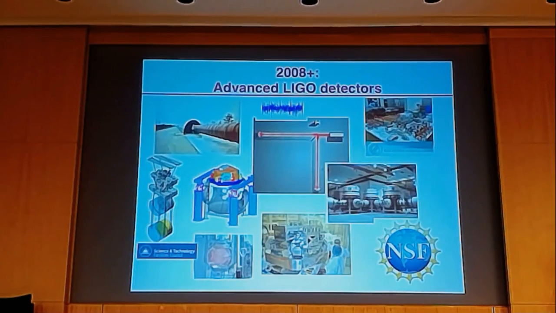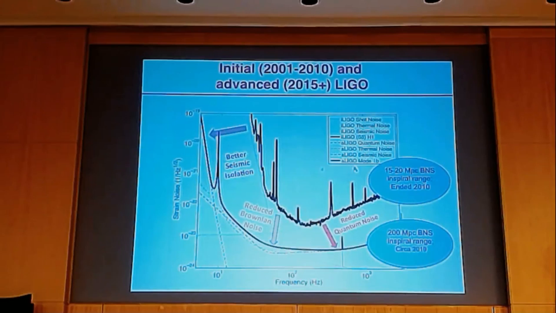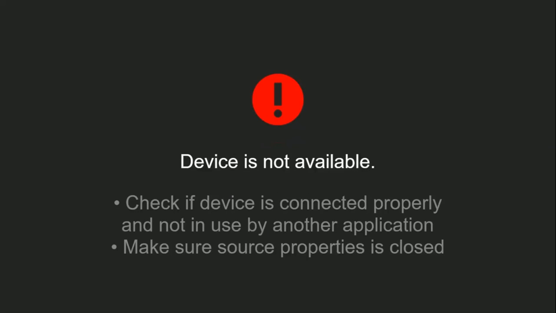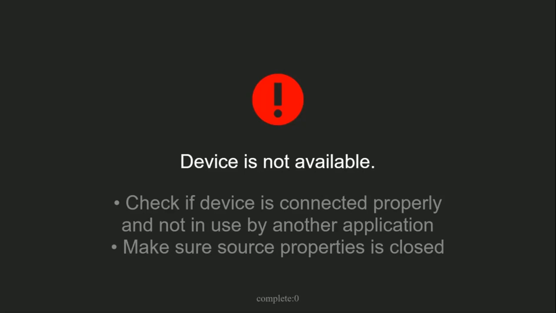So again, the goal is to get this sensitive. We are not there yet. We knew it was going to take years to get to that sensitivity, because we knew how long it had taken us to get this sensitivity from the time of the hardware. Now, how much did we know about what we wanted to detect?